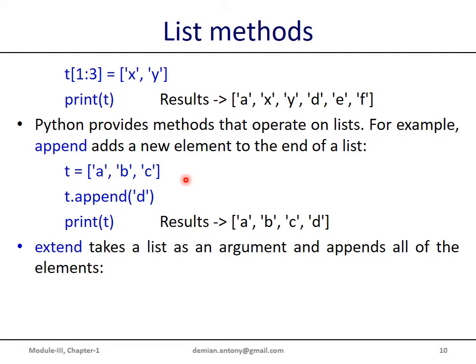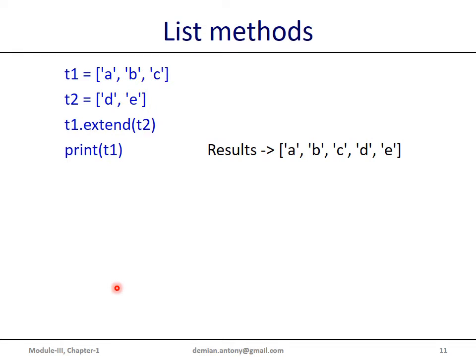Similarly, we have another function, extend, which takes a list as an argument and appends all the elements present in the list argument to the implicit list which makes a call to this function. For example, we have the list t1 here, A B C, and the second list t2 with D and E, and we want to extend t1 with the elements of t2.